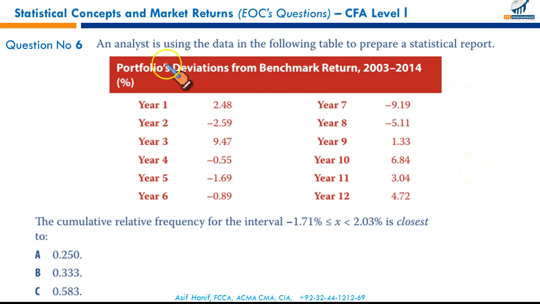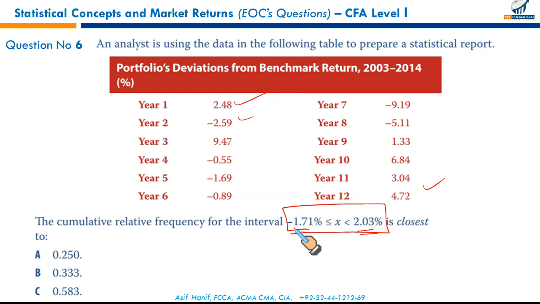Next. An analyst is using the data in the following table to prepare a statistical report. The cumulative frequency for the interval -1.71 to 2.03. We have not been given the table in this question. So this is the raw data given from year 1 to year 12. Portfolio deviations given year 1 through year 12. We have to calculate the cumulative relative frequency for this interval.